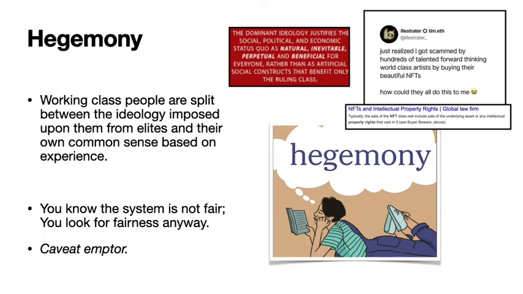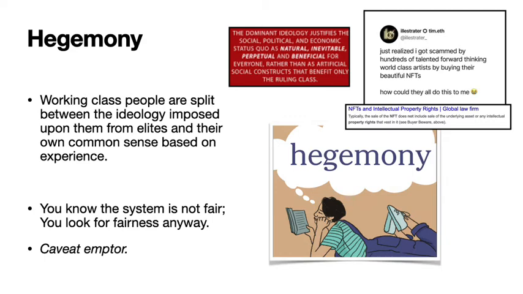is that working class people in our brains are split between, one, an ideology that's imposed upon us, meaning it's told to us, it's in the media, we want to believe it's true, and then our own common sense based on our experience. So we know the system is not fair. We have many, many examples from our daily life telling us that the system isn't fair. We even have some parents who say things like life isn't fair, but what they mean is the system's not fair. They don't mean life.